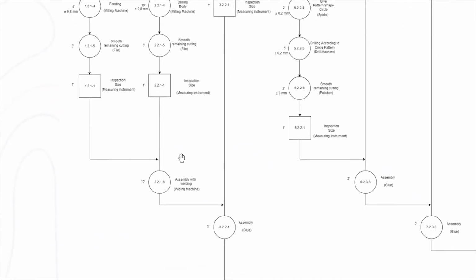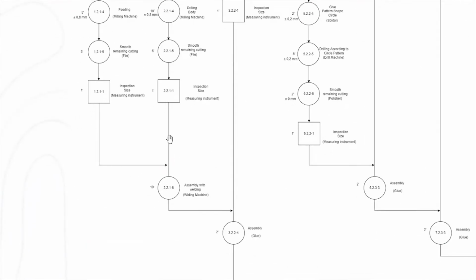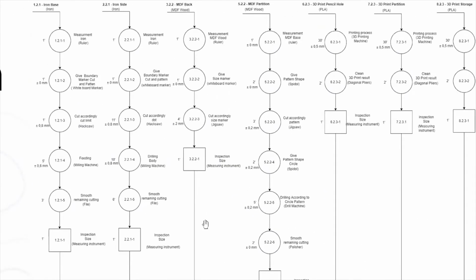And here, if you want to assemble the parts, we can take the arrow and then the circle symbol for the assembly process. Here we show assembly with welding, and the welding machine is the machine or tool that we need to process this section, and the time is 10 minutes.